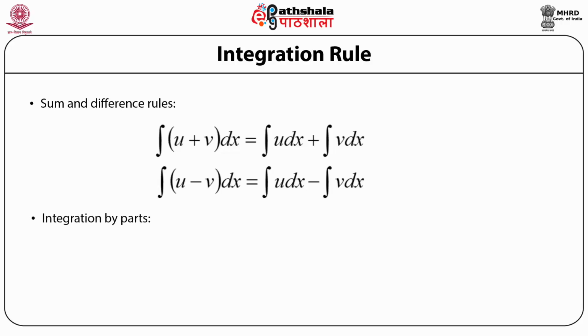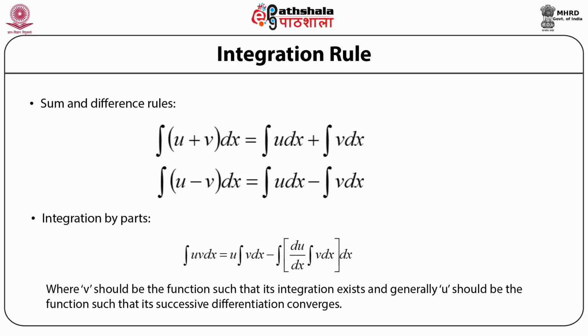Then integration by parts. Integral u v dx is equal to u times integral v dx minus the whole integral of du over dx times integral v dx, into dx, where v should be the function such that its integration exists, and generally u should be the function such that its successive differentiation converges.